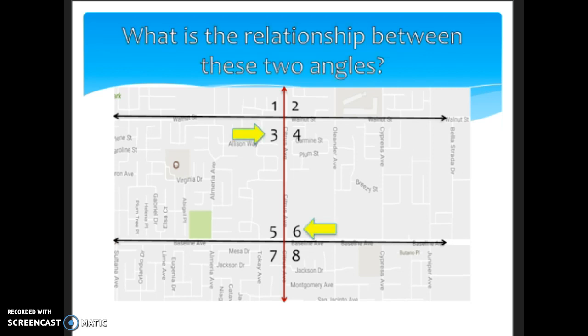Let's look at our first example. What is the relationship between these two angles? Angle 3 and angle 6. For our second example, what is the relationship between these two angles? Angle 1 and angle 5. Lastly, what is the relationship between these two angles? Angle 2 and angle 7.